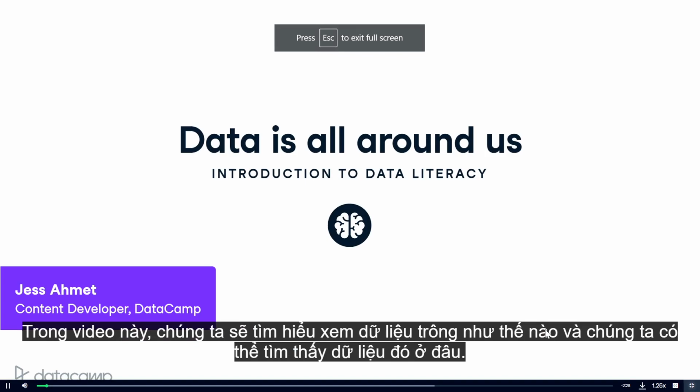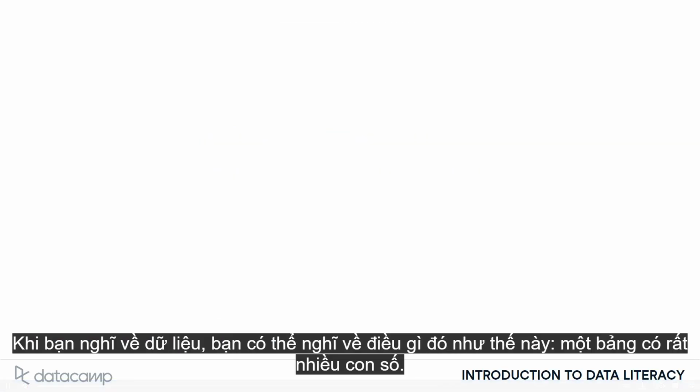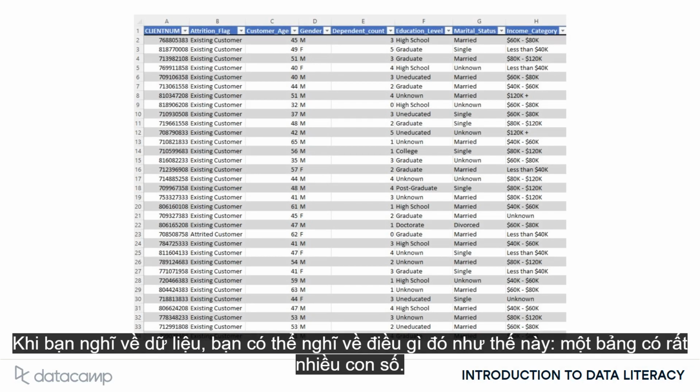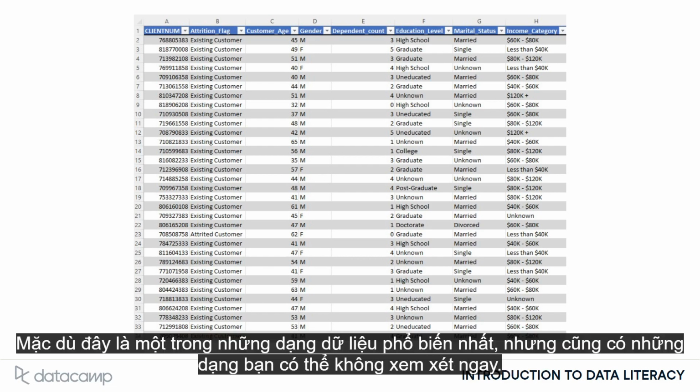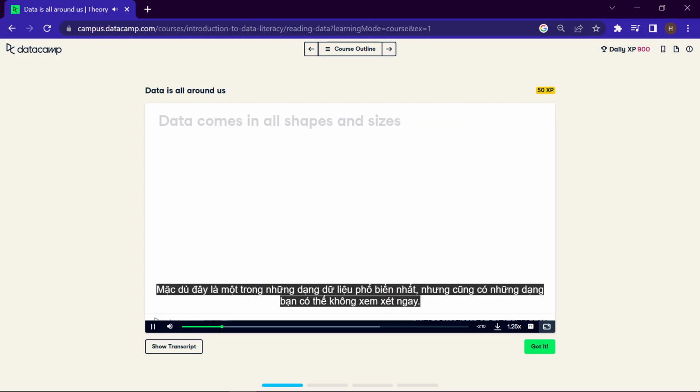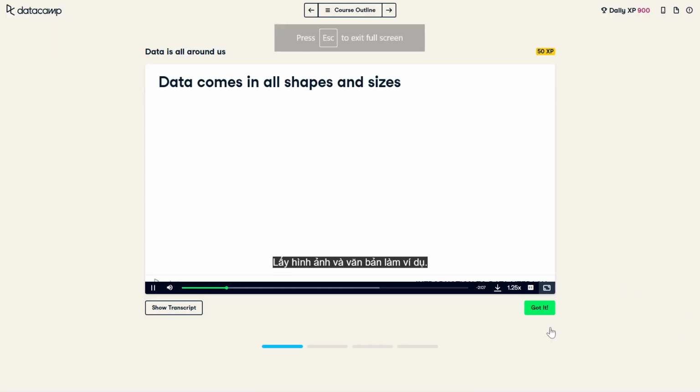Welcome back. In this video, we'll find out what data looks like and where we can find it. When you think of data, you probably think of something like this, a table with a lot of numbers, or maybe you have some kind of graph in your mind. While this is one of the most common forms of data, there are also other forms you might not immediately consider. Take image and text for example.